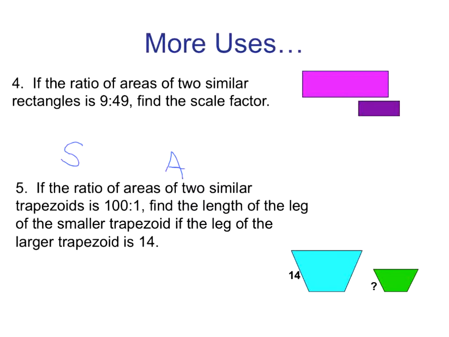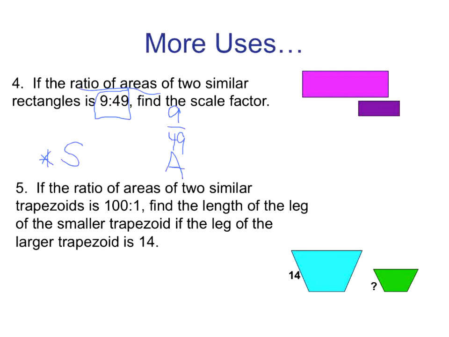Which one did they give me this time? Can you read through the problem again? Did they give me S or did they give me A? What did they give me? They gave me A. It says the ratio of areas is 9:49. So where does 9:49 go? Above the A. Good job. This time they're asking me to find the scale factor. So this time they want the S.